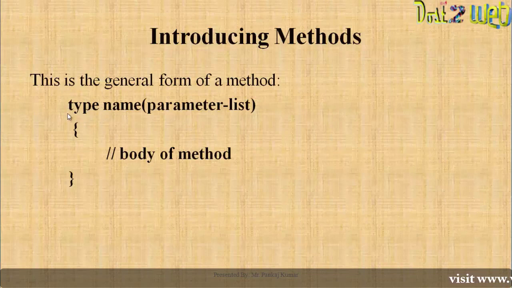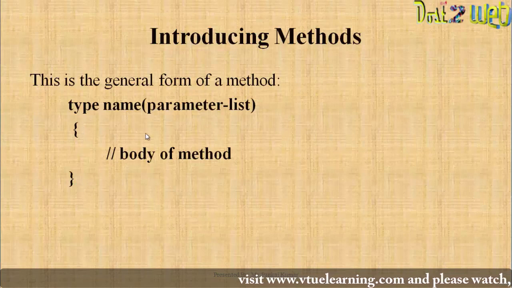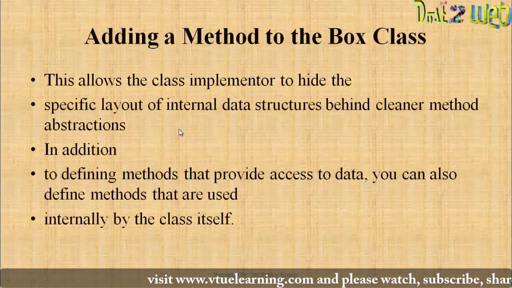So to declare the method, you know the type. What is the type? The type is your data type. Name, that is your method name you are going to write. You can write anything except the keywords. Then the parameter list or argument. You can pass any parameter into this, and whatever the functionality of the method is, you can define here. This is declaring the method.